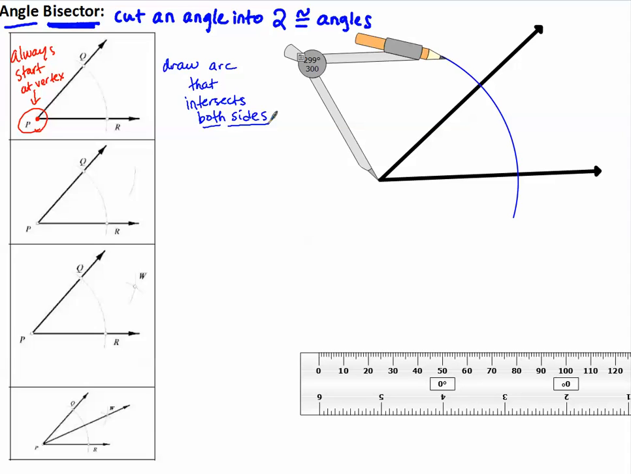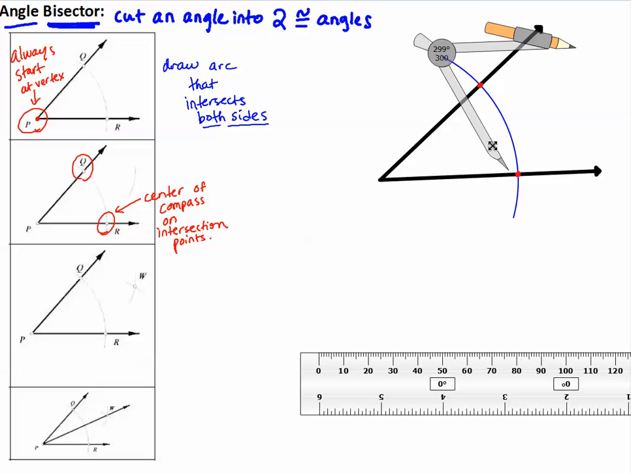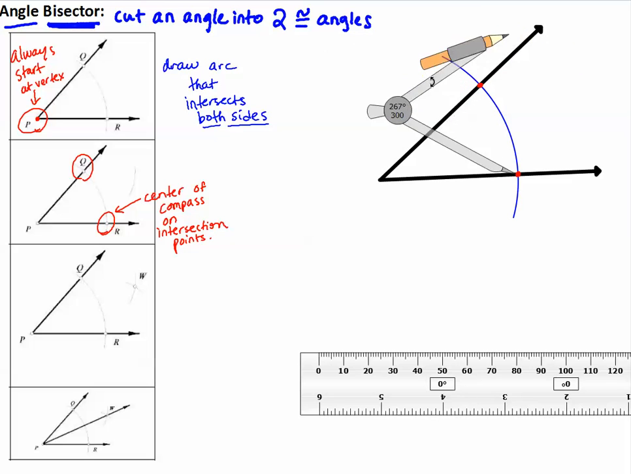Now those intersection points become the next most important points. So this point right here where the arc crossed, this point right here where the arc crossed. Those are the next starting points. So now center of compass, or the needle, goes on those intersection points. Now let's look at what we do when we put it on the intersection point. Now I want to make sure my compass is open at least past halfway of the opening of the angle. Mine's open pretty wide, so I actually don't need it open that wide. I'm going to shorten it a little bit.